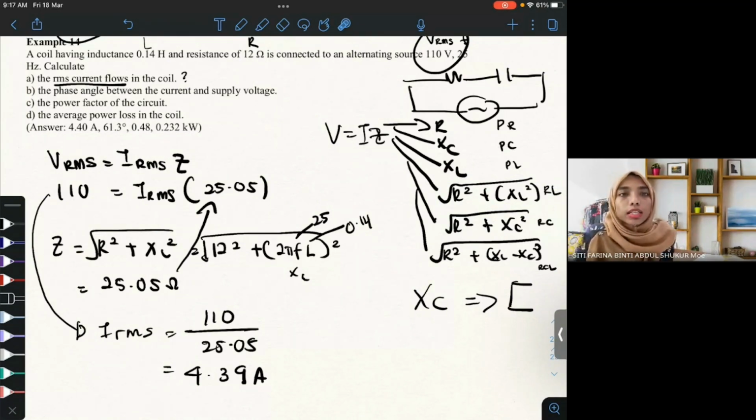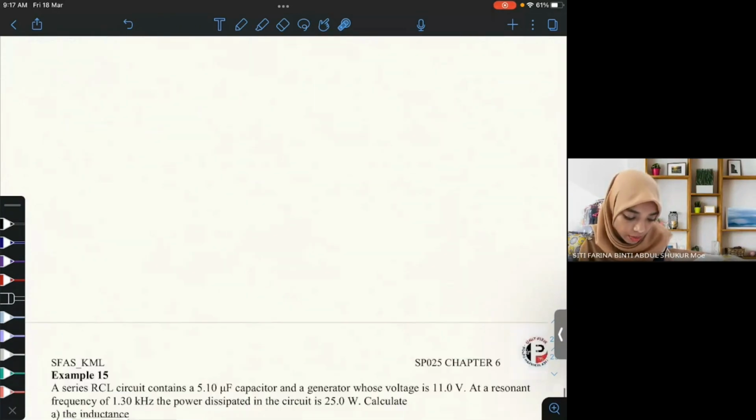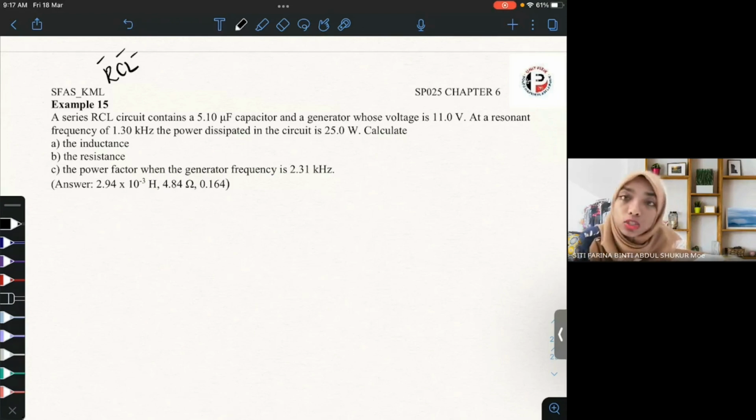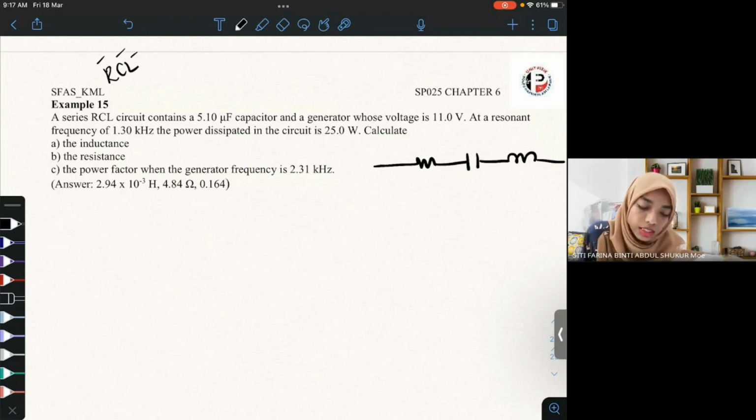Okay, good. Tadi Jeremy ada tanya soalan, 15B masih tak dapat. Okay, kita akan tengok 15B pula. Dia minta the resistance. Let me read the question first. We have a series RCL circuit, di mana kita akan ada resistance, capacitance dan juga inductor. Containing a 5.10 micro farad capacitor, so ini adalah nilai capacitance kita, and a generator whose voltage is 11 V.